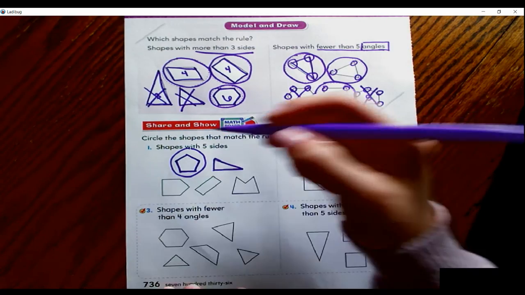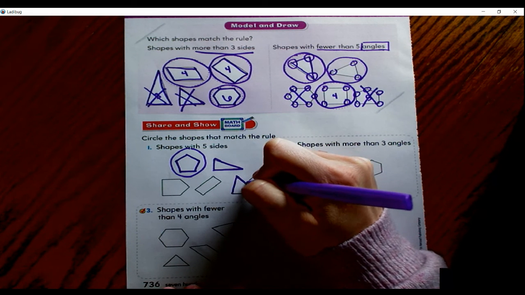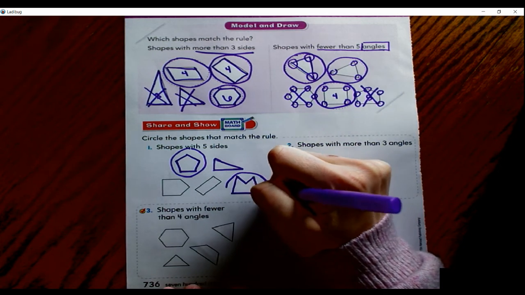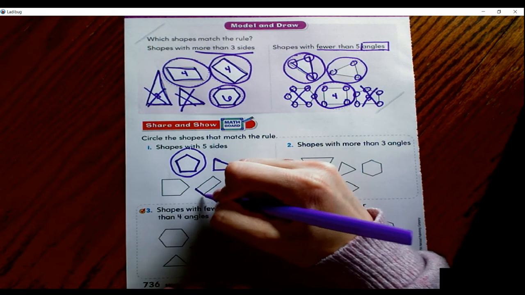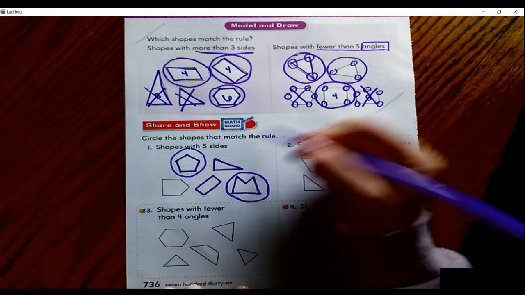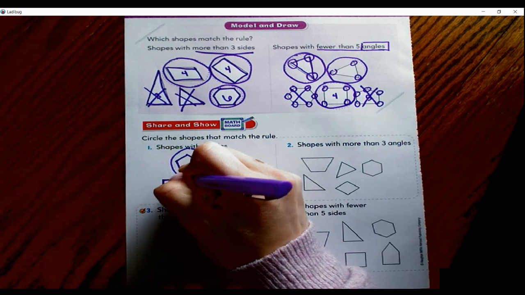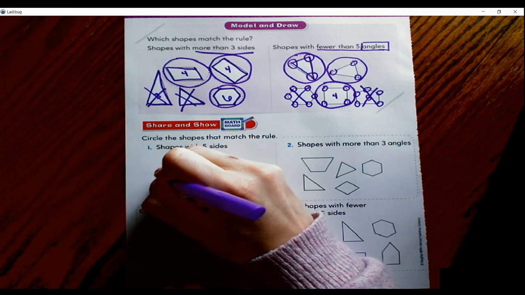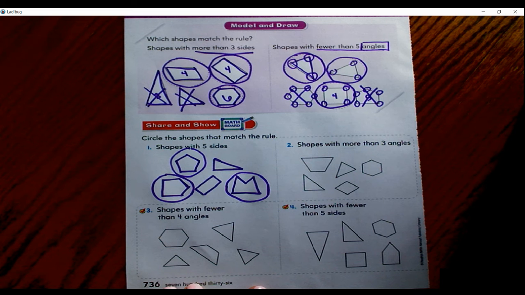So again, shapes with 5 sides. 1, 2, 3, 4, and 5. So this one's a strange shape, but it has 5 sides. 1, 2, 3, and 4. That does not. 1, 2, 3, 4, and 5. This one does. So I'm done. I circled my shapes with 5 sides.